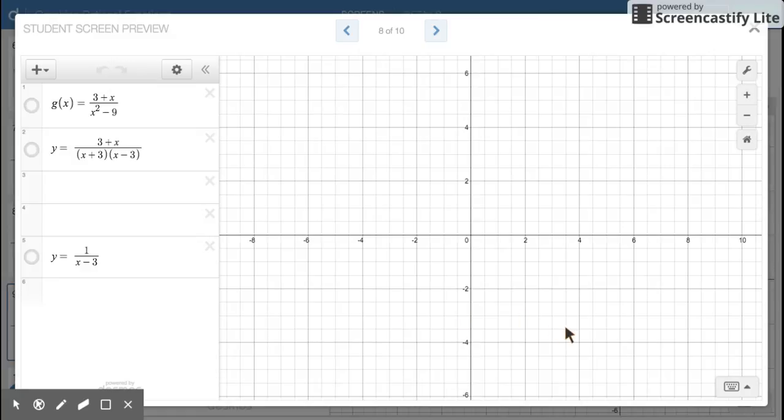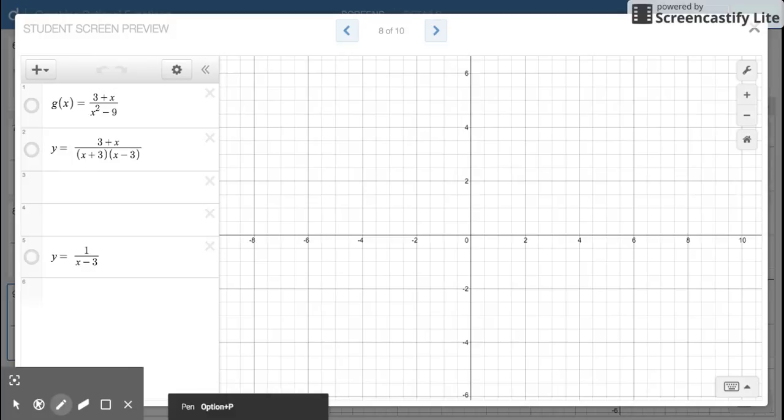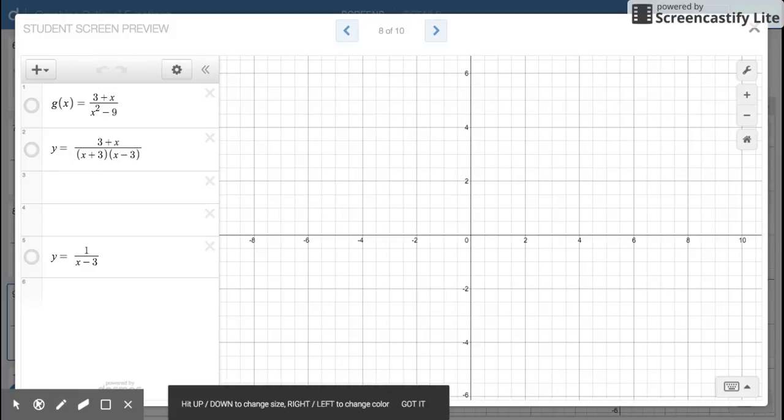Now let's graph g of x. So the first thing we want to do is to factor the numerator and denominator. The numerator cannot be factored anymore, but the denominator, since it's a difference of two squares, becomes (x plus 3)(x minus 3). So again, let's find the zeros of the denominator. So that's going to be negative 3 and positive 3.